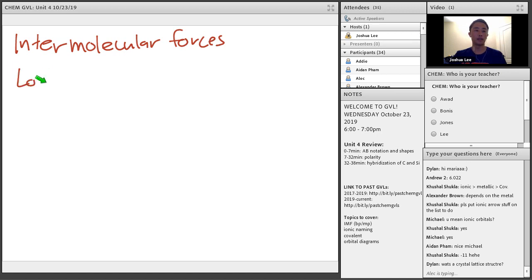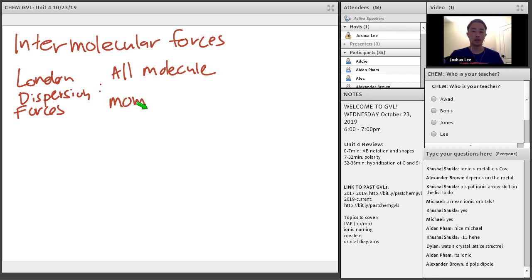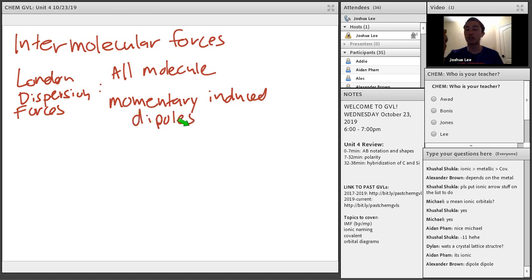There's London dispersion forces. So London dispersion forces occur in all molecules because these are what we call momentary induced dipoles. Meaning they're there for a split second. So these are also your weakest ones.